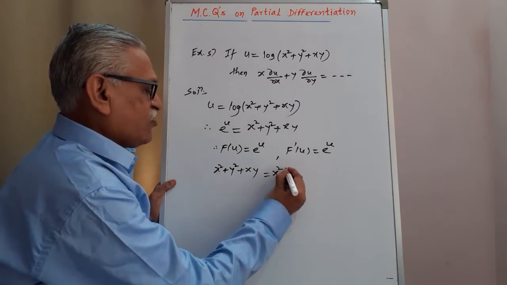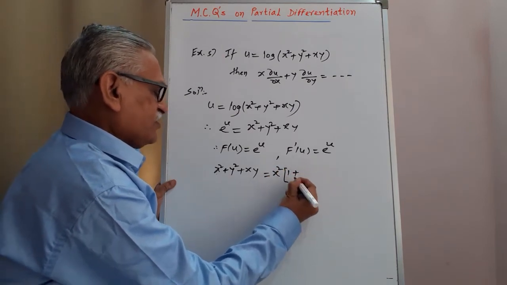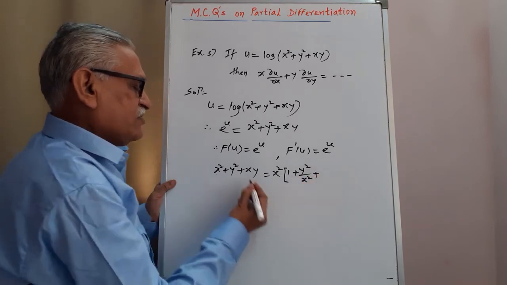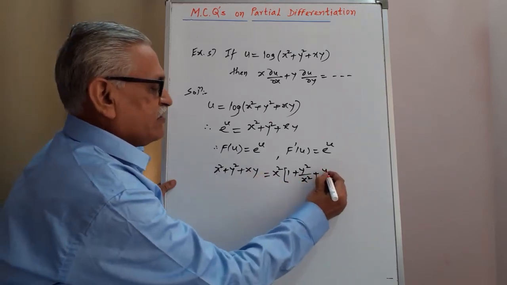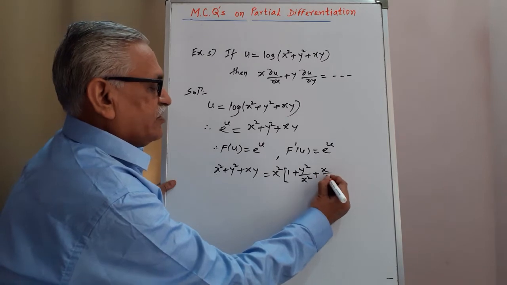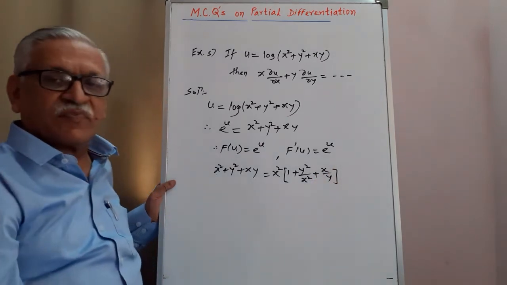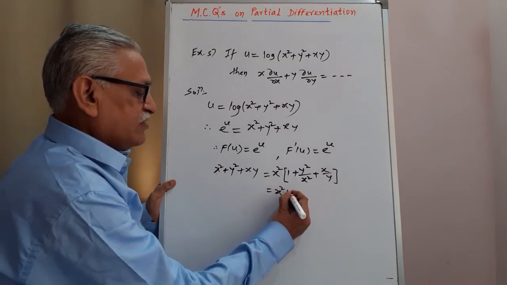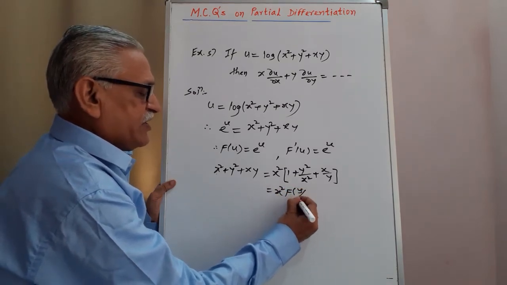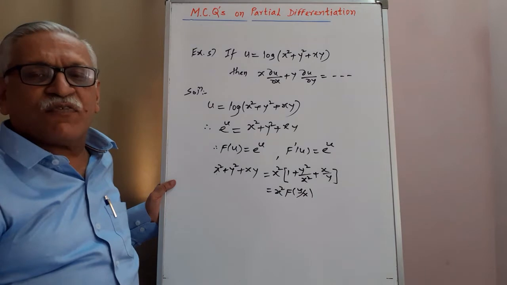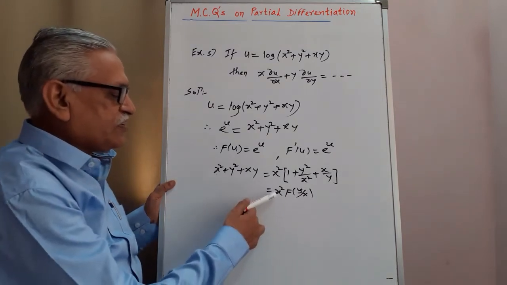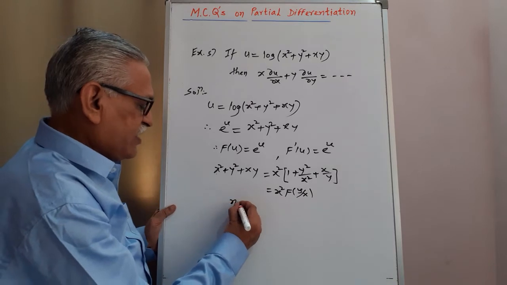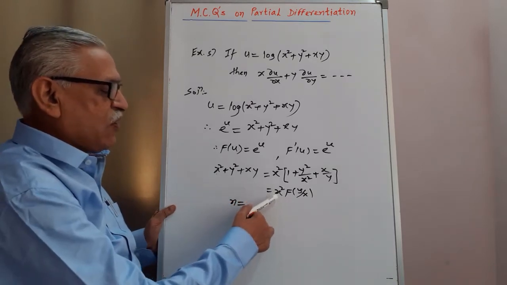Therefore taking x square common, we get 1 plus y square by x square plus y by x. It is x square times some function of y by x, the remaining terms, a general form of any homogeneous function, and then comparing with that general form, we get n is equal to the power of this term.